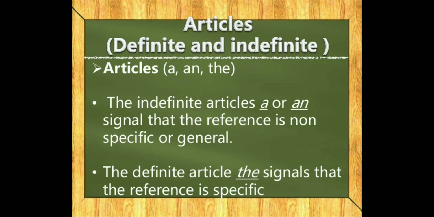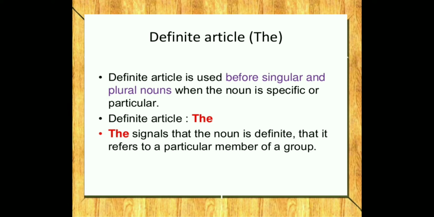So we all know that there are three types of articles, which are a, an and the. And further they are divided into two categories, definite and indefinite. The indefinite articles a or an signal that the reference is non-specific or general. However, the definite article the signals that the reference or the noun is specific or particular. Let's talk about the definite article the in detail.